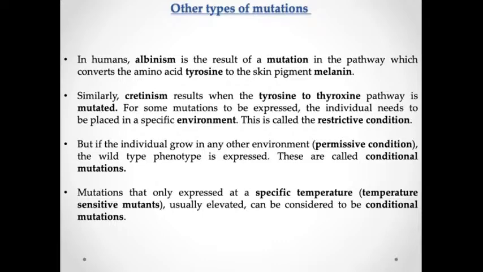For some mutations to be expressed, the individual needs to be placed in a specific environment, and this is called restrictive conditions. But if the individuals grow in another environment, the wild type phenotype is expressed, and these are called conditional mutations. Mutations that are only expressed at a specific temperature, usually elevated, can be considered conditional mutations.